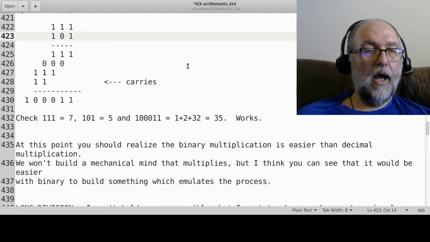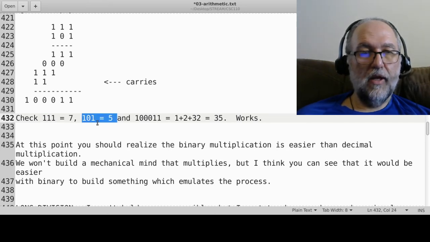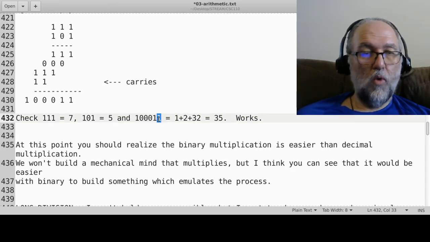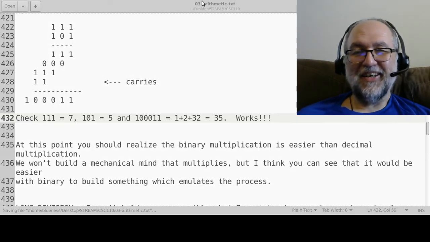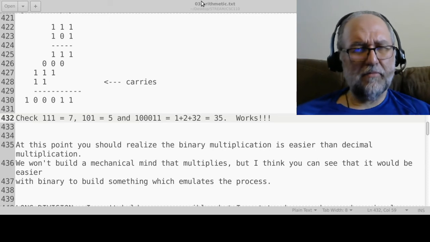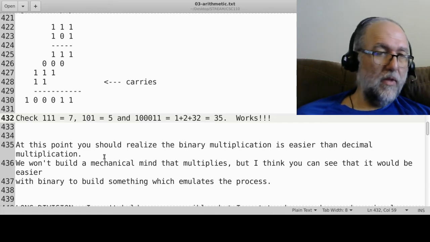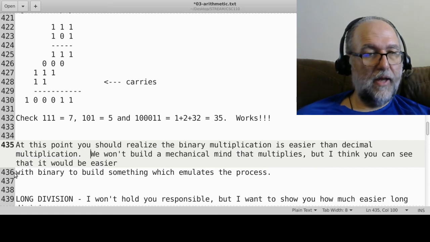And let's check. These are small numbers, so you should have them memorized. 111 is 7, 101 is 5, 7 times 5 is 35. Is this number equal to 35? Let's make sure. So that's a 1, there's a 2, there's no 4, no 8, no 16, and a 32. So a 1, a 2, and a 32 is equal to 35, and ta-da, it works. We'll put some exclamation points in there because, I wouldn't say it's amazing, but it's kind of neat that it just works. Okay, there we go. I'm sorry, I've got some horrible wrap going on here. Let's try to fix that wrap.